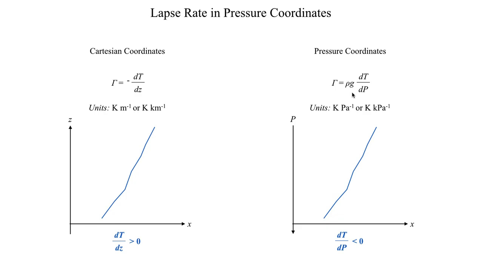So just like with the vertical velocity in Cartesian versus pressure coordinates, if w is positive in Cartesian coordinates, omega in pressure coordinates must be negative. And if w is negative, omega is positive. The same convention holds when you take a look at the derivatives here, dT/dz versus dT/dp. In the case of Cartesian coordinates, if dT/dz is positive, then dT/dp is negative. As we saw earlier, if dT/dz is negative, then dT/dp is in fact positive.